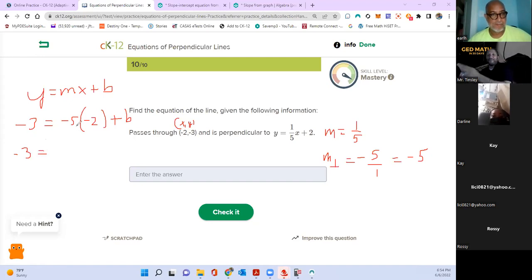So -3 equals... What is -5 times -2? +10. This is where a lot of people make their mistakes. When you're multiplying negative numbers, if they're both negative, your answer is going to be positive. So plus b.